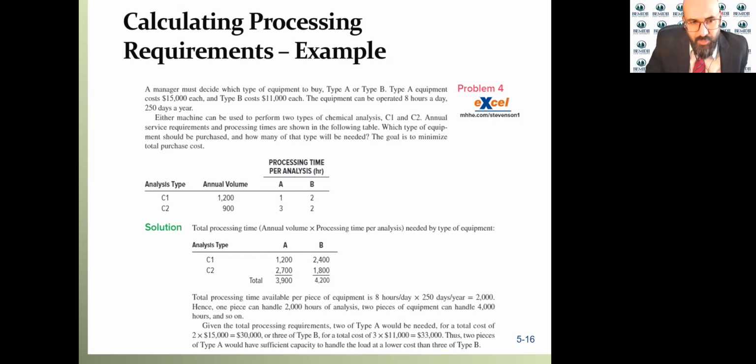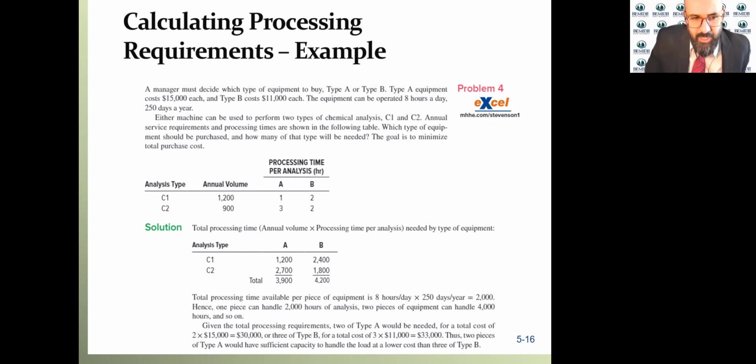For type A machine, we need 1 hour to process the 1,200 and 3 hours to process the 900. If we choose type B equipment, we need 2 hours to process the 1,200 and 2 hours to process the 900. So first of all, we need to find out this demand. This is basically the demand for each type that the machine can do.